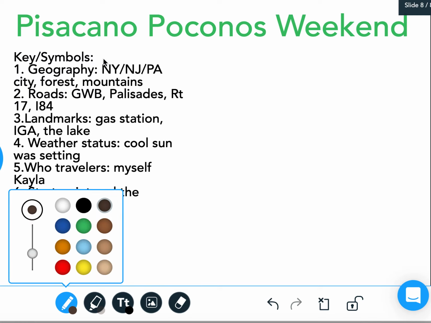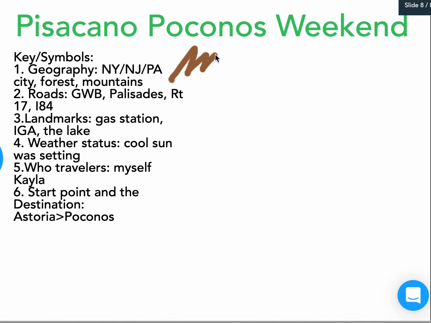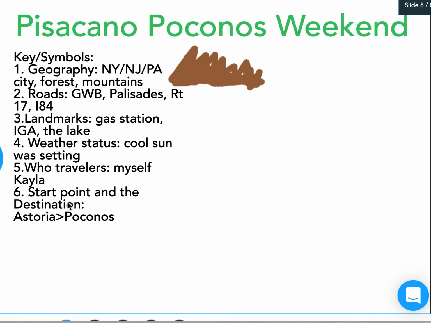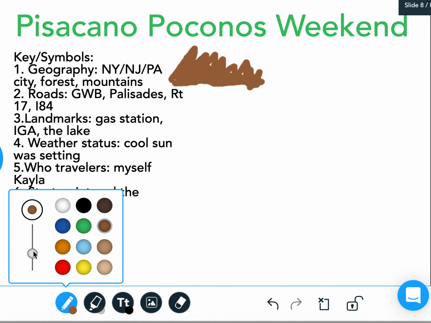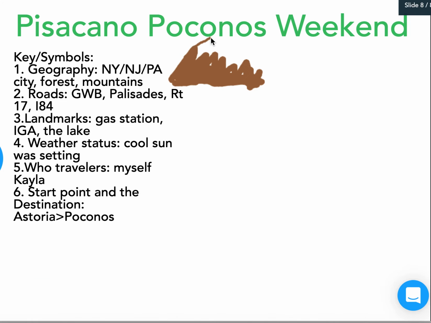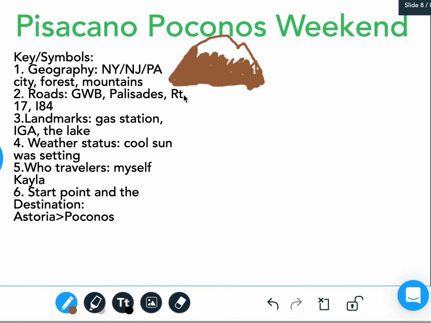And I'm going to just start right up top here with number 1, geography: New York, New Jersey, Pennsylvania. So again, cities, forest, mountains. I'm just going to make some quick sketches, and I'm going to do it right next to it. So just go ahead and draw in some mountains here. Again, I'm not spending a ton of time or a ton of detail. I just want to get the basic drawing down. It's okay to go into some of your letters and just make sure that things are clear. So I got a little mountain here.